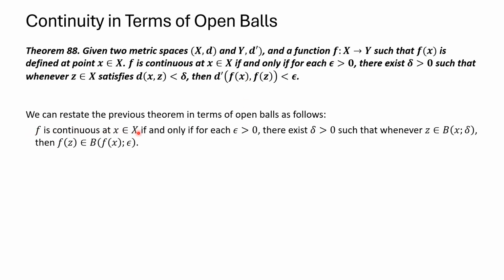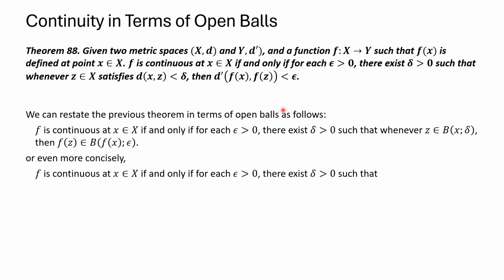f is continuous at a point x if and only if for each epsilon greater than 0, there exists a delta greater than 0, so that whenever z is an element of the open ball centered at x with radius delta, then f of z is an element of the open ball centered at f of x with radius epsilon. That's equivalent to this statement here.